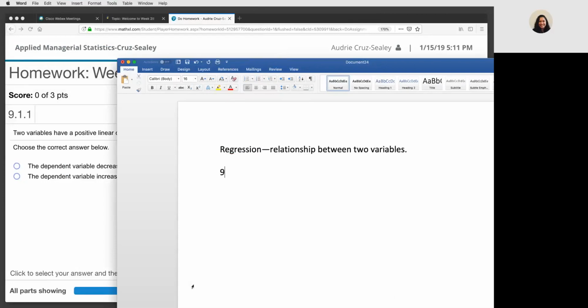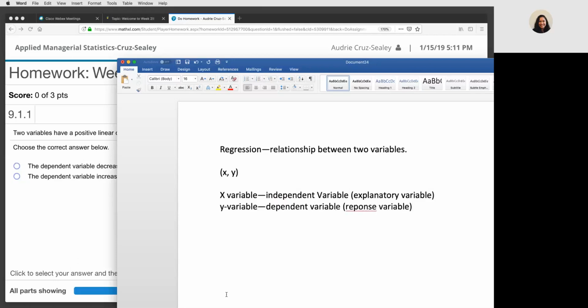Okay. So when you gather data, you're going to gather an x variable and a y variable. The x variable we call the independent variable. I can't spell. Independent variable. We also call it the explanatory variable. The y variable is the dependent variable, and we call that the response variable.